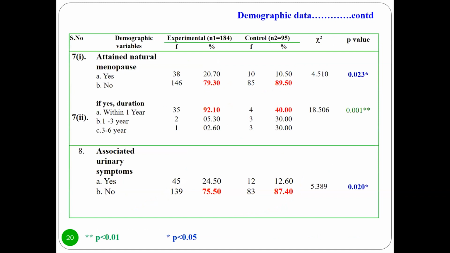Regarding the natural menopause, which was attained by the women before the surgery, majority were having regular menstrual cycle. So this is a very important finding in the study. And further, the duration: even though they had a natural menopause, it stopped within 1 year. And associated urinary symptoms were none; the majority didn't have any urinary incontinence, in terms of stress, urge, or mixed incontinence.